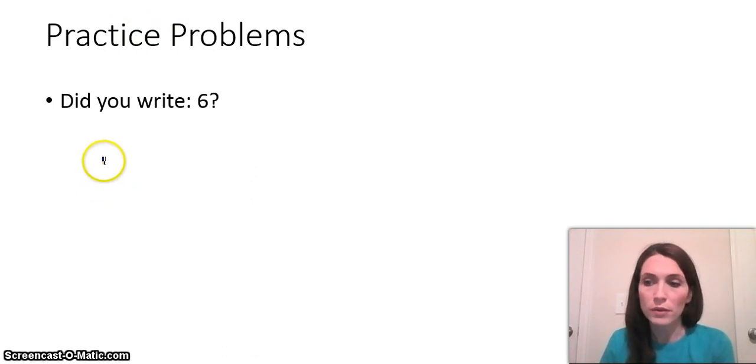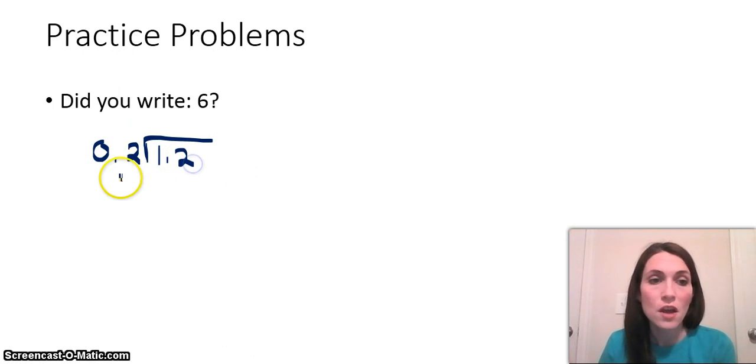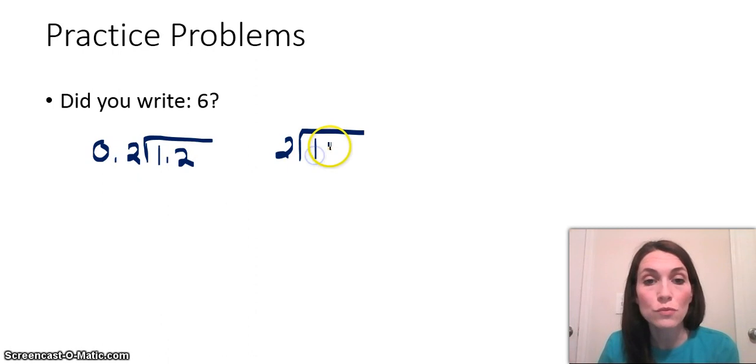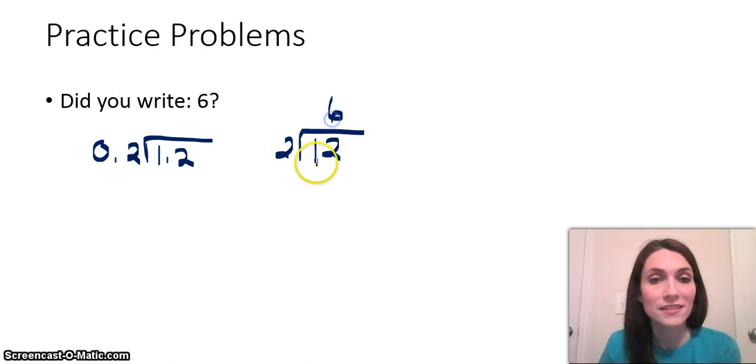So our original problem was 2/10 as our divisor. We're dividing 1 and 2/10 by 2/10. Okay, now if we need to move our decimal point the same in both our dividend and our divisor, our new divisor would become 2. And our dividend, we'd also have to move one place. So our new dividend would be 12. And then we have a pretty simple division problem, don't we? 12 divided by 2 is 6.